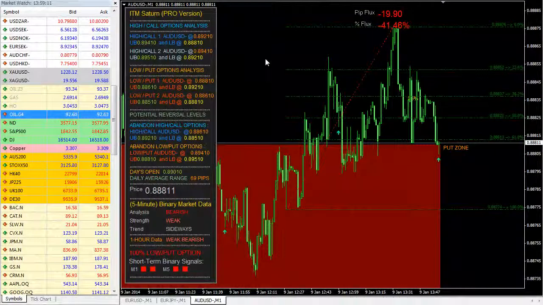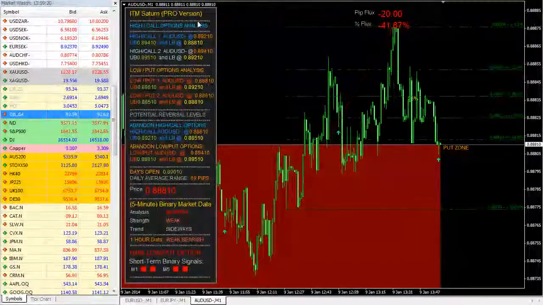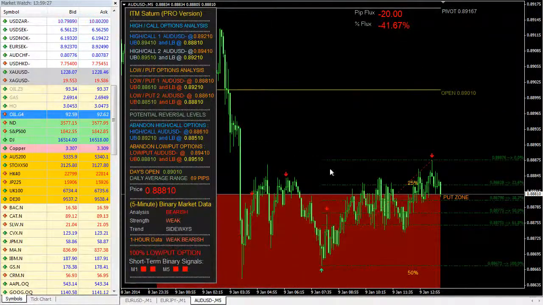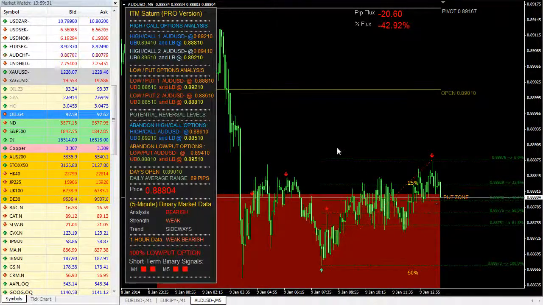For example, if you're not trading short-term, if you're not trading one touch and no touch, you can use ITM Saturn Pro's signals to execute trades on high-low options. For example, should you want to go long on a 45-minute trade, switch your chart to the 5-minute platform and look for signals there. Now in this case, we're getting a short signal as we generated earlier for our short-term one-touch, no-touch options. In this case, you could execute a 45-minute trade on a higher time frame, obviously, by taking this signal into account and going for it.